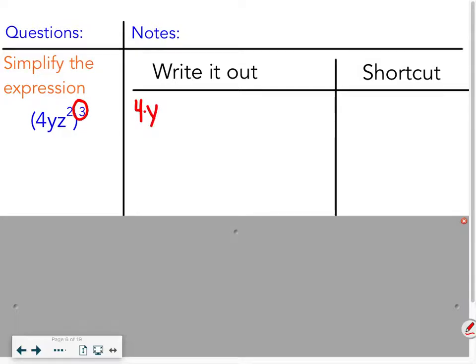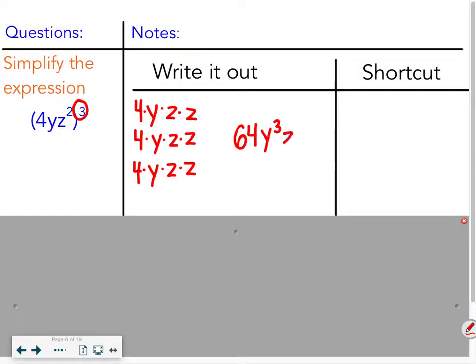So 4yz squared, 4yz squared, 4yz squared. So if I take 4 times 4, I'm going to get 16. If I take 16 times 4, I'm going to get 64. So I have 64, y to the 3rd, z to the 6th.